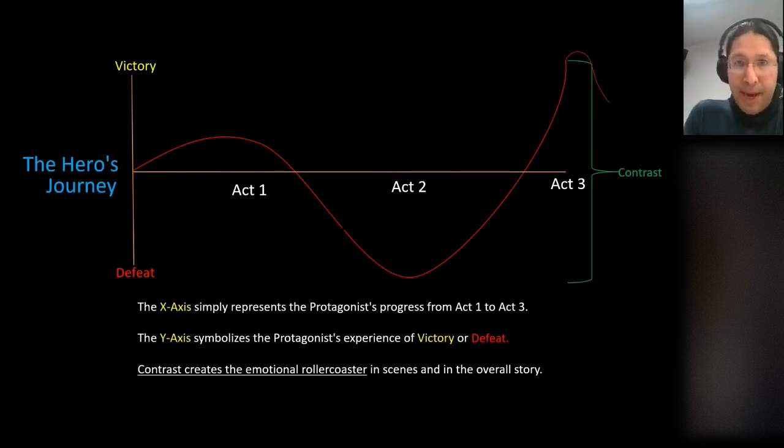Okay, so study this graph. This is a graphic representation of what contrast looks like in a story. The x-axis going from left to right represents the hero's progress through the story from beginning to end. The y-axis going up and down represents their experience along the way of triumph, joy, and happiness on the top side, defeat and humiliation and pain on the bottom side. The pendulum swing of the hero going up from defeat to victory is experienced by viewers as happiness, and the pendulum swing of the hero going down from victory to defeat is pain.